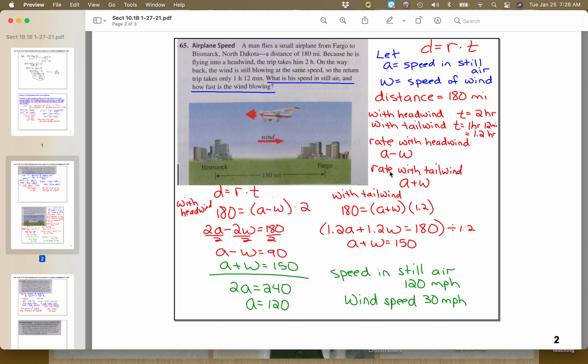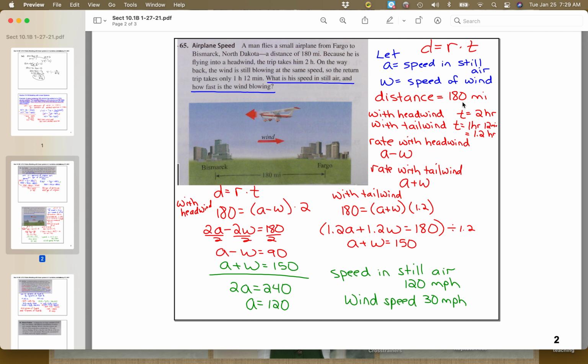What is his speed in still air, and how fast is the wind blowing? So again, notice we're trying to find two different things, his speed in still air and the speed of the wind. So I let A equal the speed in still air and W equal the speed of the wind. Now, the trick on this one is you are using the distance formula, which you may or may not be familiar with. The distance is equal to the rate times the time.